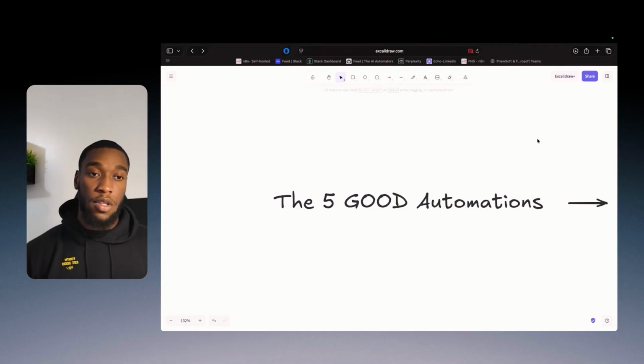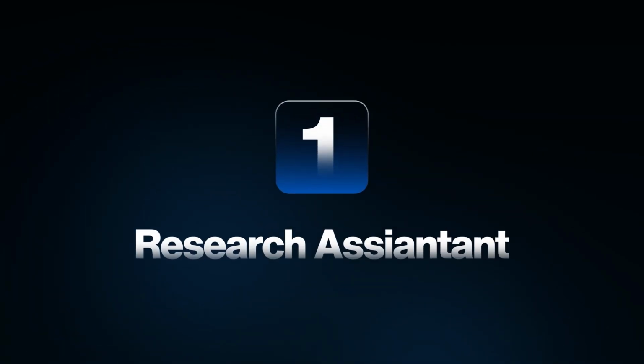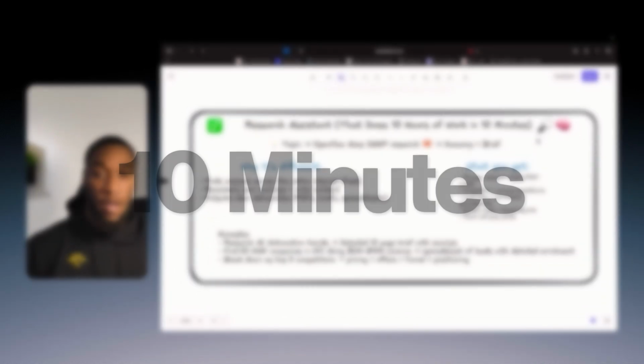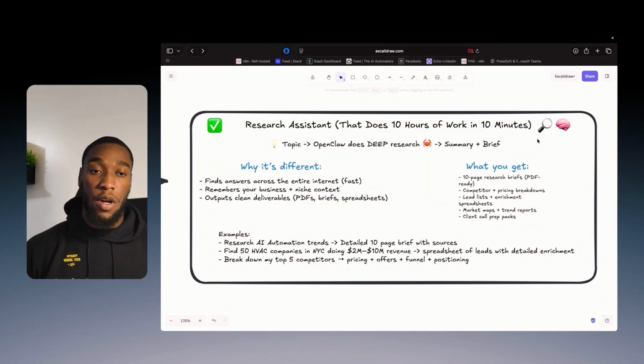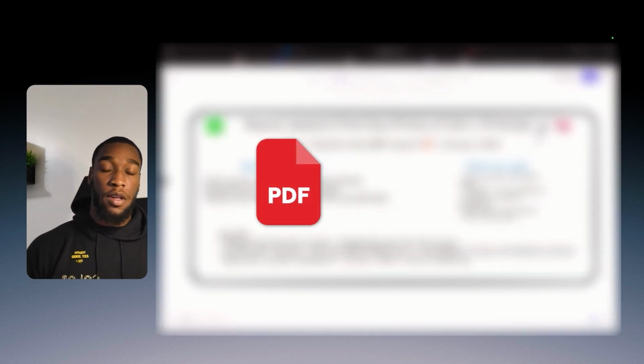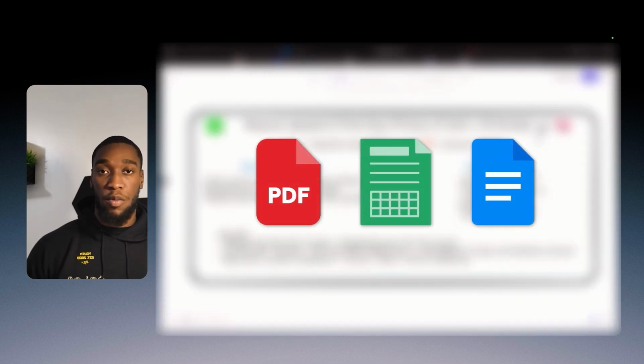Let's break it down. So let's get straight into the first 5 use cases that you should definitely be using OpenClaw for. The first is a research assistant. This is essentially going to act as your own analyst to do any type of research on any specific topics that you provide for your business. It condenses what would be 10 hours of work into only 10 minutes. You choose a topic, OpenClaw does deep research on a number of different sources, and then you get a summary and brief in any type of format, including PDF, spreadsheets, or any detailed documents that you prefer.